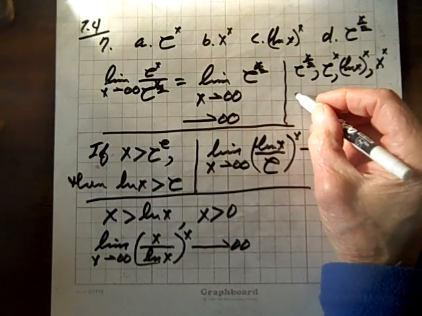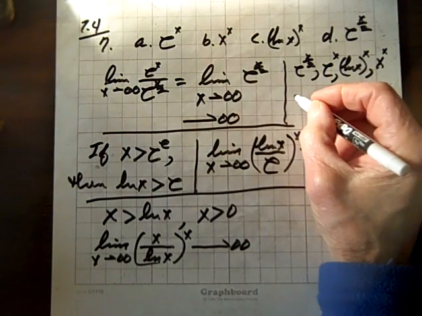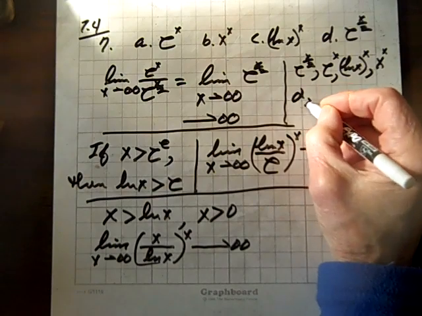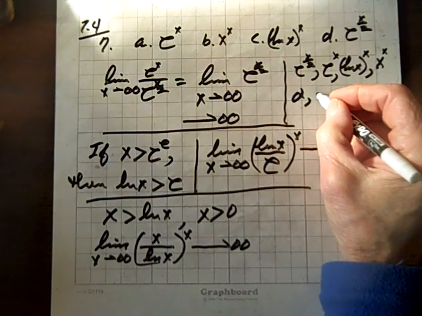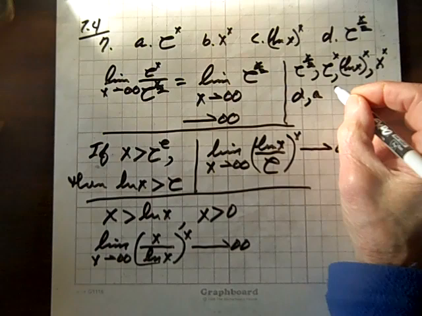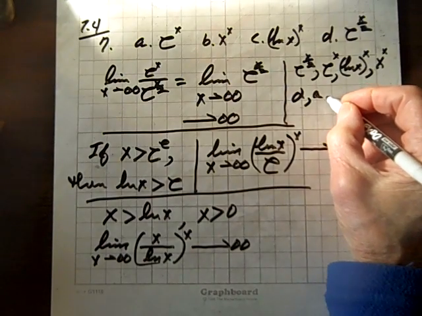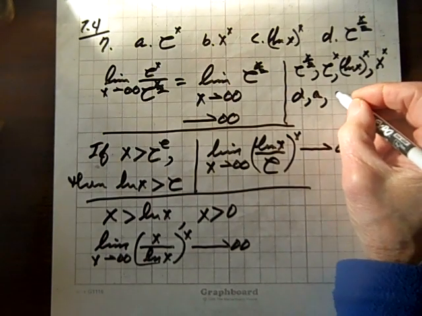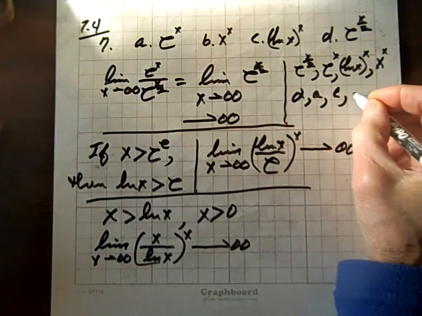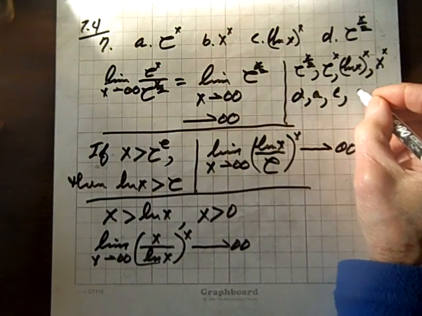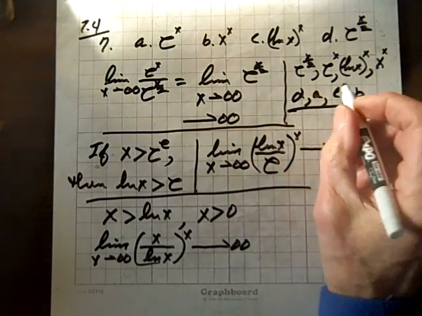So in order of letters, our slowest is D, followed by A as the next fastest, then C, and finally the fastest of the four is B. And we're done.